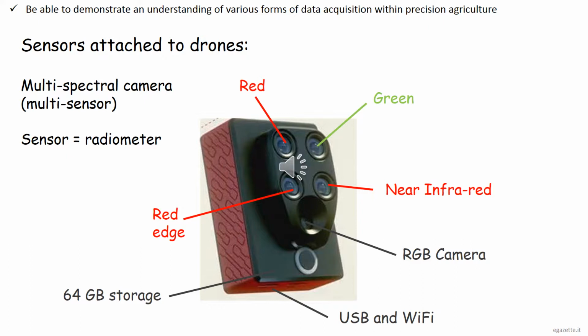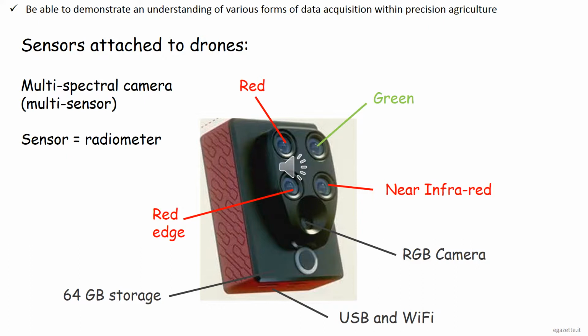So, in terms of our electromagnetic spectrum and the wavelengths that are being sensed, we have radiometers to measure reflectance from the red and green lights and the near infrared, or red, green, near infrared bands, and also the red edge, which is on the edge between the red and the near infrared wavelengths.